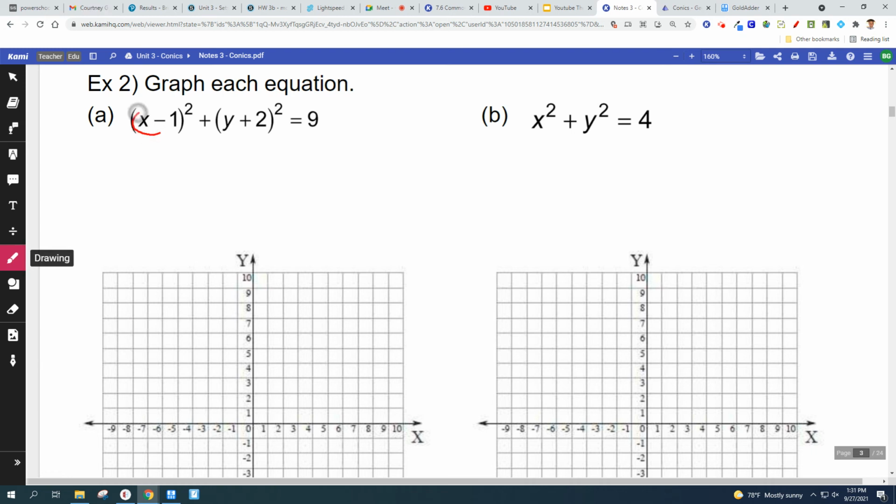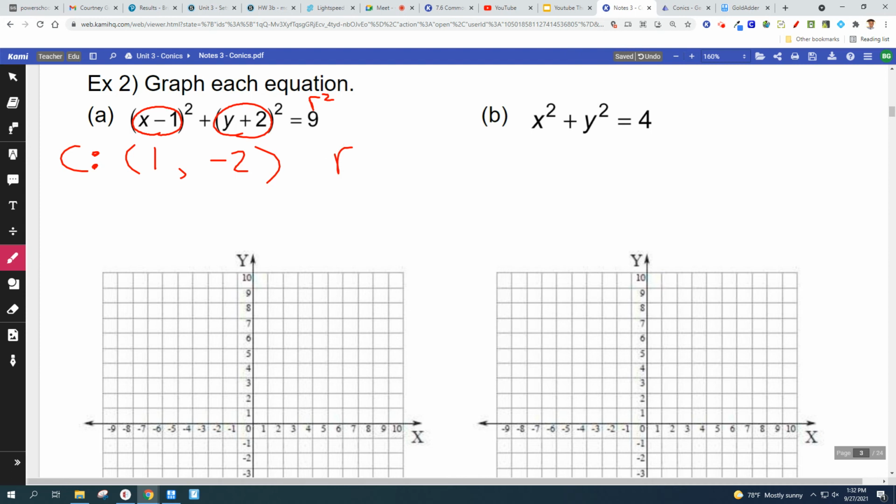What I like to do is think about what number makes this equal 0. A lot of times people will say, well, it's the opposite, but I don't like that because it's not very mathematical. But I can see my x number is 1 and my y number is -2 right there. What makes this 0 is -2. And so that's my center point. I might label it like this. That's my center point.